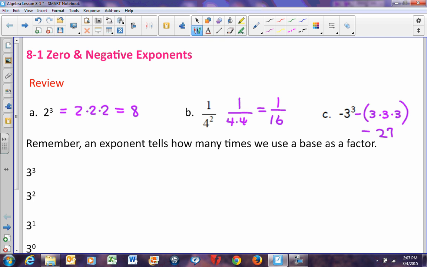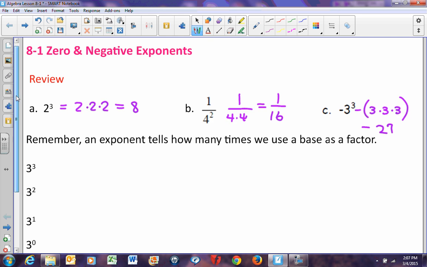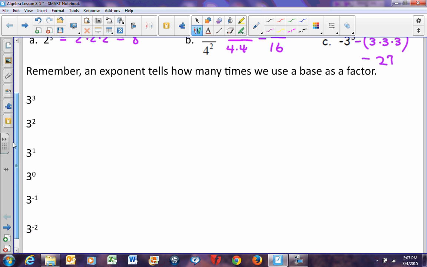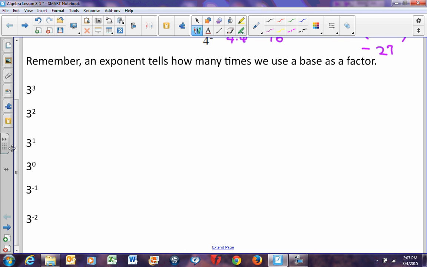Now, since an exponent tells us how many times we can use the base as a factor, let's take a look at a couple of problems here. 3 to the third power is the same thing as saying 3 times 3 times 3, which is 27. 3 to the second power is the same thing as saying 3 times 3, which is 9. 3 to the first power is 3, because we use 3 as a factor one time, which is 3.